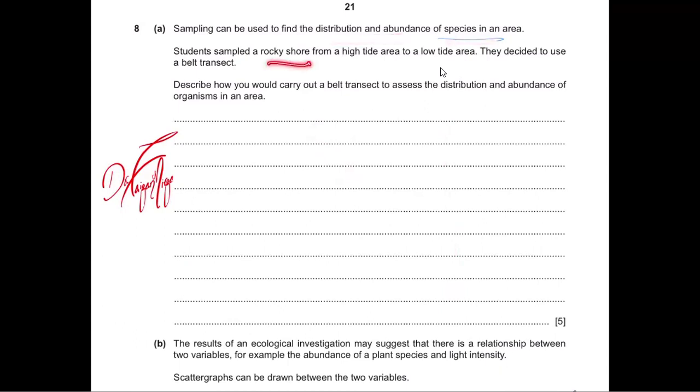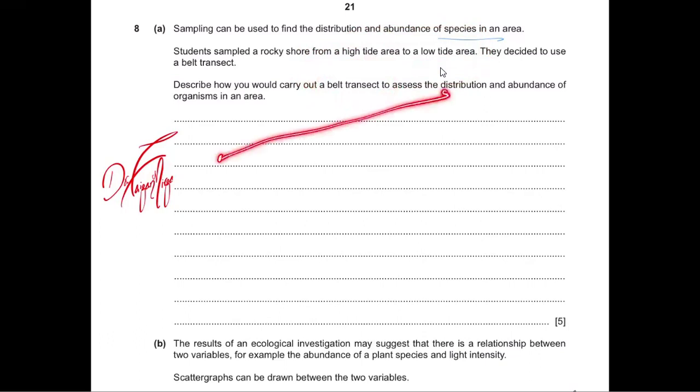Students sampled a rocky shore from high altitude area to a low altitude area. So this "from" and "to" are telling you that you are moving from one area which has a different abiotic factor to an area which has another set of abiotic factors, and you are moving from and to, which means continuation. So in this area, how can you carry out this sampling? You will use a belt transect to assess distribution abundance of organisms.